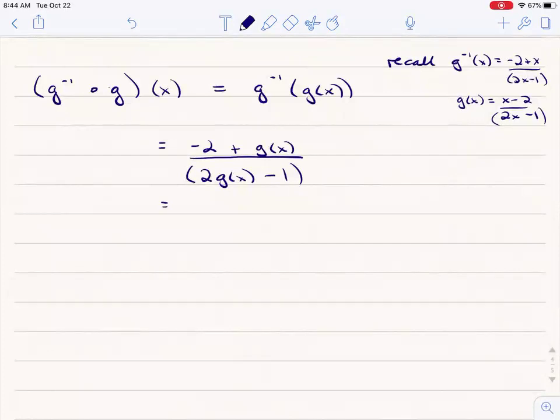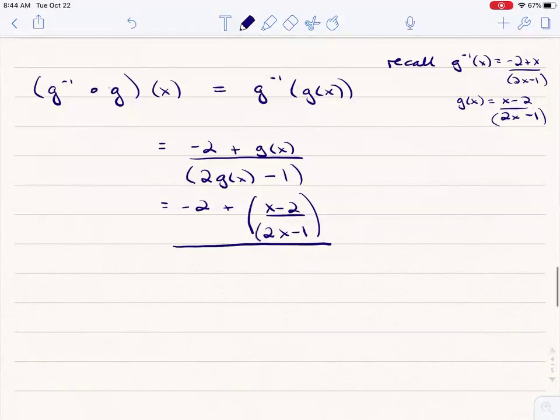Now, wherever I see a G of X, I'm going to replace it with X minus 2 over 2X minus 1. So I get -2 plus X minus 2 over 2X minus 1. And remember, I'm not being stingy with space nor brackets. I could throw some more brackets on here if I wanted. Keep them all tight.